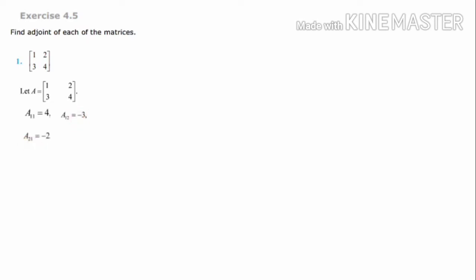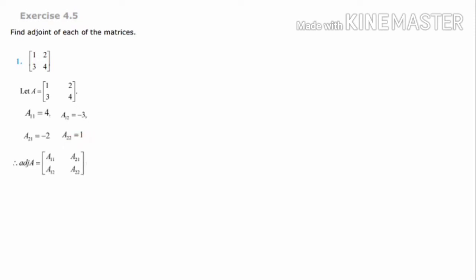Next A21. A21 means the element 3. The row and the column are gone. The balance element is 2. 2 is written, and we have to check the sign. 2 plus 1 is 3. 3 is an odd number, so the sign is negative. Next A22, that is the cofactor of the element 4. That row and column are gone. The element left over is 1. So 1 is written. Next let's check the sign. 2 plus 2 is 4. 4 is an even number, so the sign is positive.